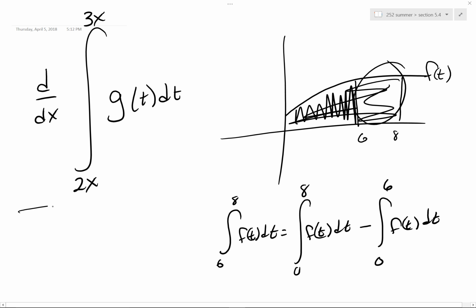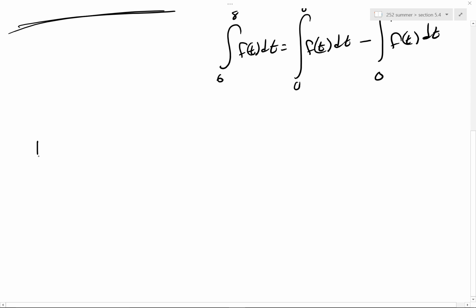When you see one that looks like this, you're going to have to do the exact same thing. So it's going to be d dx, and I'm going to go 0 to 3x.